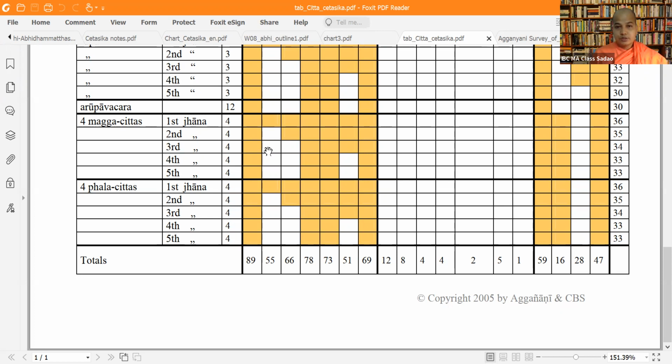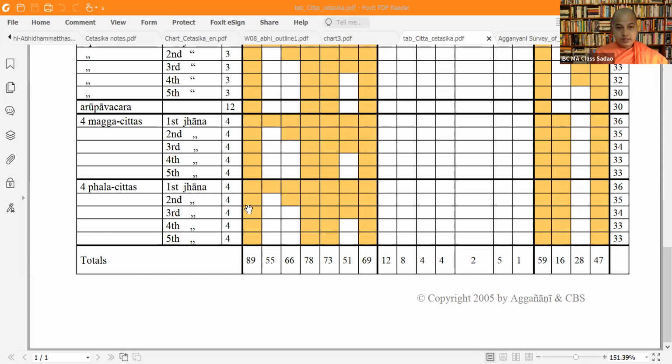And when you move to the third jhana, Vitakka and Vichara both are absent. Therefore, you have 34. And in the case of the following jhana, not just Vitakka and Vichara, but Piti is also absent, right? Therefore, you have 33. Similarly, in the fifth jhana, Vitakka, Vichara, and Piti are absent. So in the last 2 jhanas, the fourth and fifth, the number of mental factors present is 33.